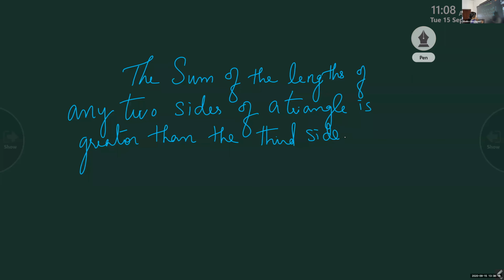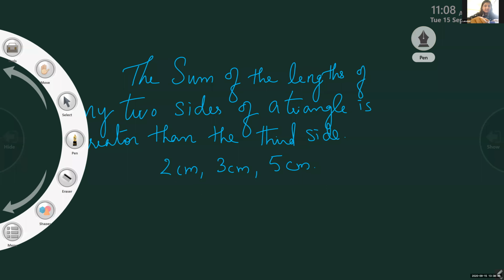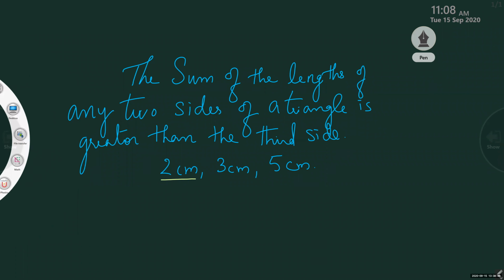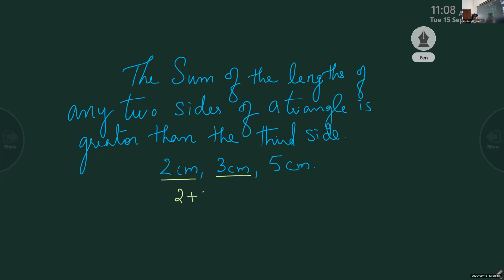Okay. 1 minute. Just check whether these three measurements form a triangle: 2 centimeter, 3 centimeter, 5 centimeter. Do you want to draw and check? No, we can just calculate. Simply take the combinations. First, we will add 2 plus 3. What is the answer? 5. Just compare it with the third side. That is equal to 5.